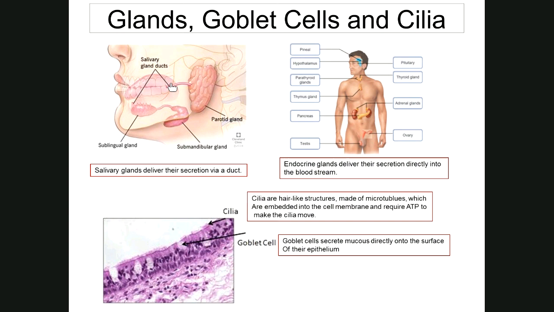Now, cilia, well, let's just look at goblet cell next. That's your next blank. Goblet cells secrete mucus directly onto the surface of their epithelium.